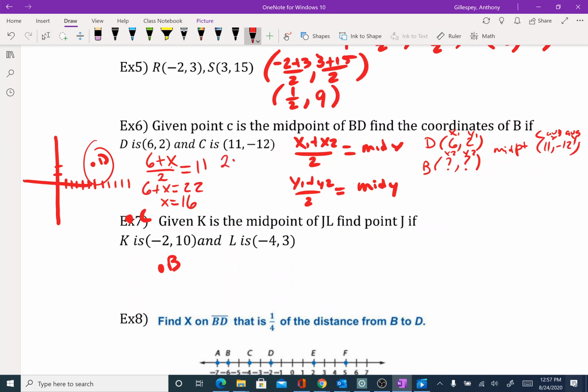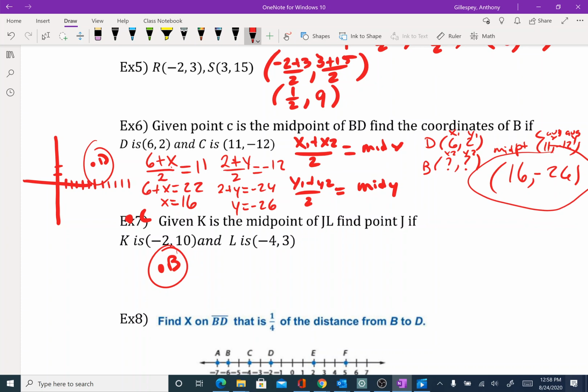So I know that 2 for the y plus the other y, I don't know it, so I'm going to call it y, over 2 should equal the midpoint, and I know where the midpoint is. It's at negative 12. So I get 2 plus y is equal to negative 24, so I get y is equal to negative 26, which means the point is at 16, negative 26. Now let's just look at this real quick, right? 16, negative 26 is down here somewhere. So when you're done with this, you should look at that point and say, does it look like it's in the right place? Yeah, it does. Okay? All right.